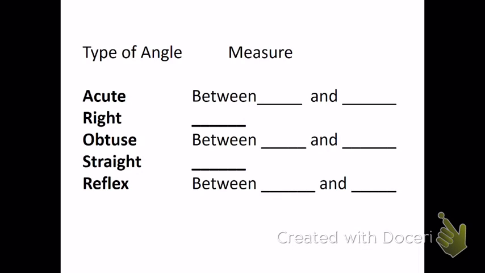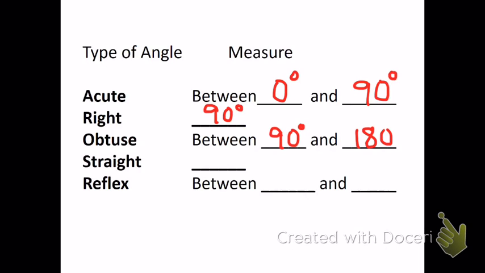The type of angle and its measure. An acute angle is between 0 degrees and 90 degrees. Acute angle, between 0 degrees and 90 degrees. A right angle is 90 degrees. An obtuse angle is between 90 degrees and 180 degrees. A straight angle is 180 degrees.